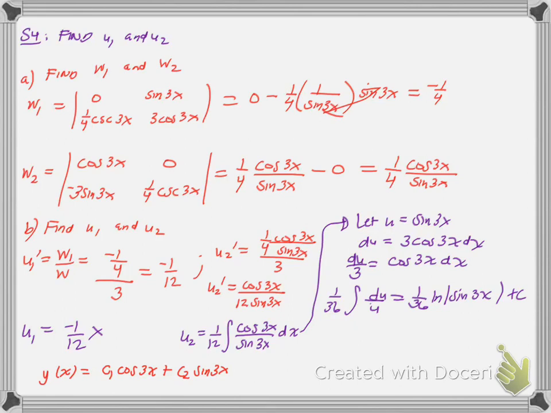So getting back to our final answer, y of x equals c sub 1 cosine 3x plus c sub 2 sine 3x minus 1/12 x cosine 3x times cosine 3x, that's y sub 1, plus 1 over 36 natural log of the absolute value of sine 3x times sine of 3x.